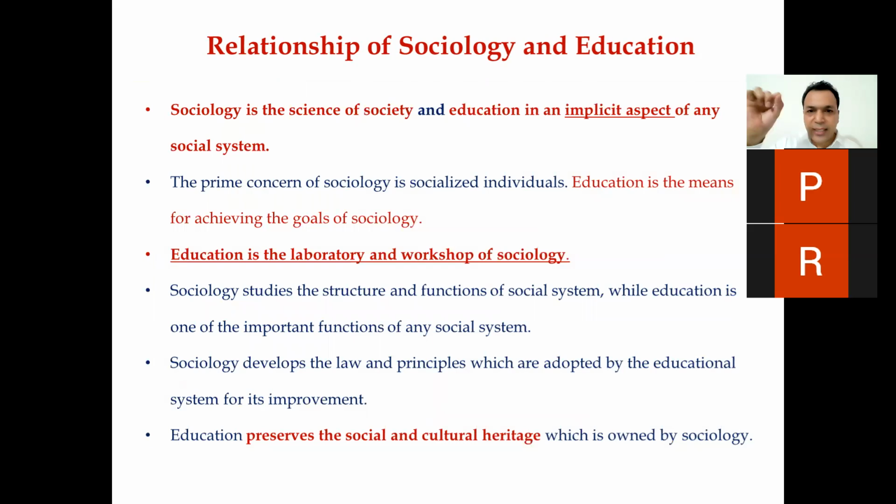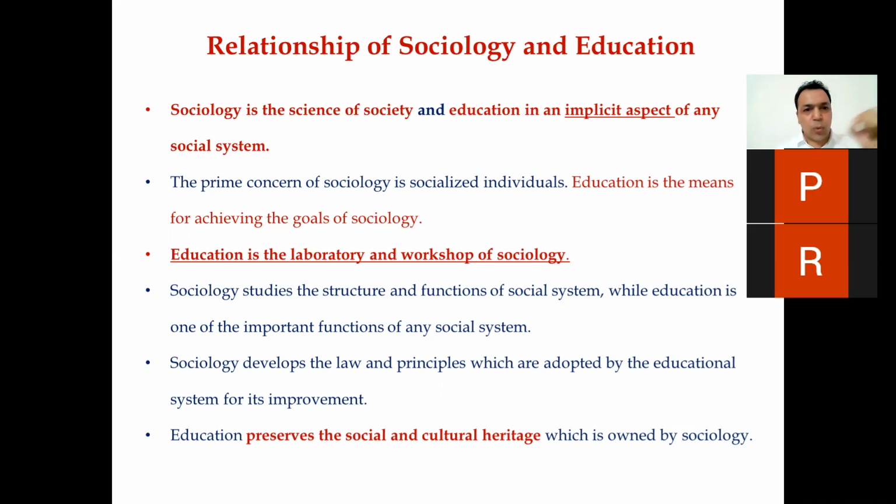So, sociology is the science of society, right? We have just discussed, and education is the implicit aspect of any social system, right? Remember, education is always an implicit aspect, meaning hidden aspect. The purpose of education is to transmit what is happening in the society, right? The next relationship is that the prime concern of sociology is the socialized individual, and education is the means for achieving the goals of sociology, right?